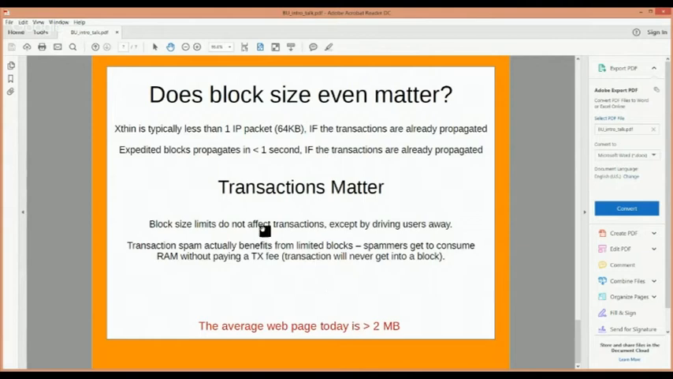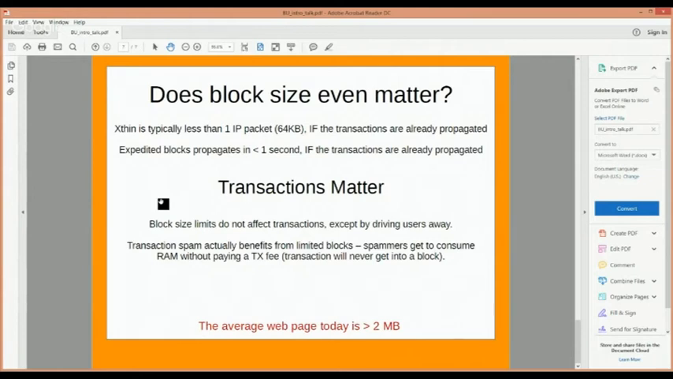And finally, you can issue as many transactions as you want, regardless of the block size. So the limits of a block size don't affect the transactions, except that they drive users away. So ultimately, it's like a product that says, well, we need to fail our way to success, right? We need to drive users away so that we can succeed. This is not a good policy for success, in my opinion.